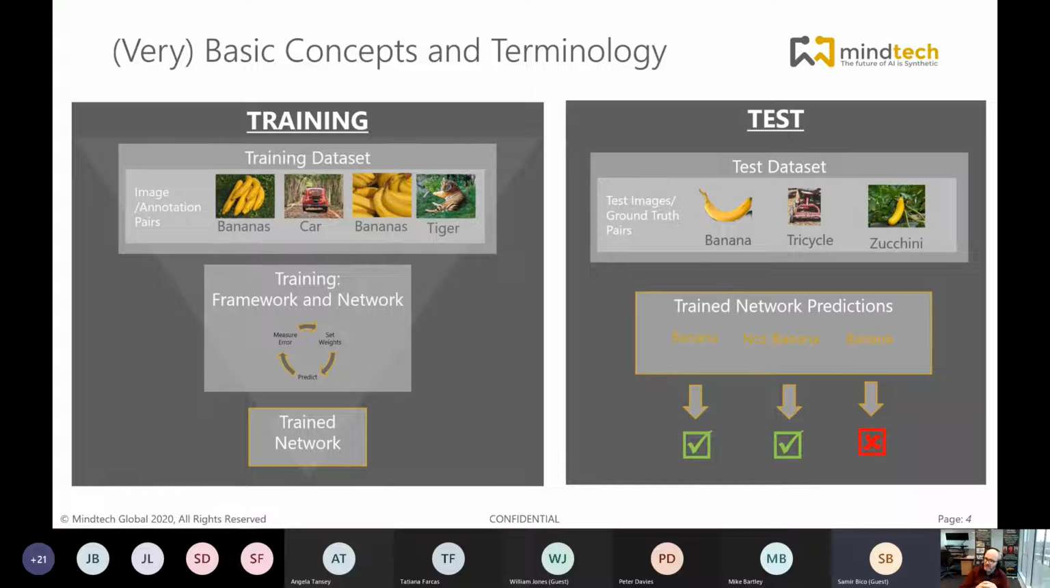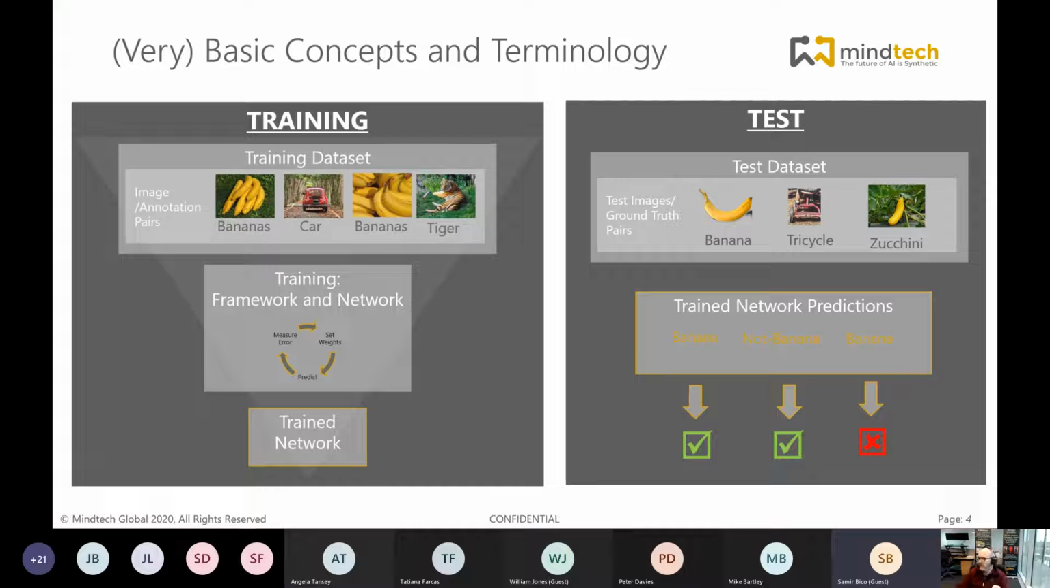And just so we're all on the same frame, training basically consists of giving the system a lot of pairs of data and annotation. In our case, visual data. So the example here is teaching a system what a banana is. We give it lots of images of bananas, and in this case the annotation is very simple, just a banana. We give it lots of pictures of what is not a banana, so cars and tigers in this example. We go through this and we train it, and we look at it, we predict the output, we measure the error, and we update it.